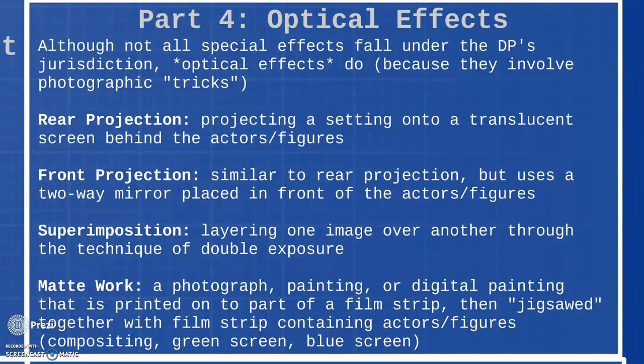Superimposition is a very old filmmaking technique. It goes back until at least the early 1900s, where multiple layers of images make it appear like two things that were actually filmed separately are occurring in the same space. So layering one image over top of another image through the technique of double exposure. And this has been happening for almost as long as film has existed.